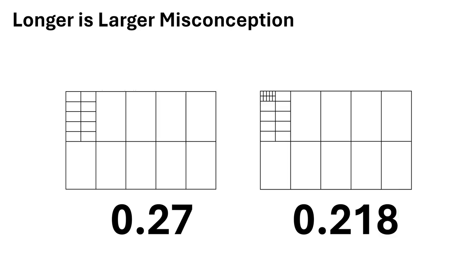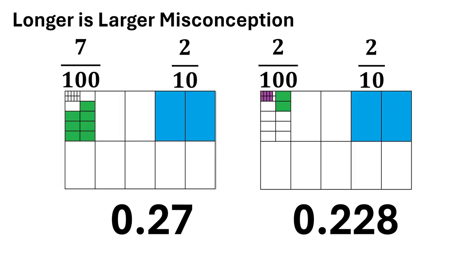So let's have a look at another two numbers. Let's look at 27 hundredths and 228 thousandths. Well, we have our decimals here. Let's have a look at our numbers. We can see the number on the left has 2/10 and 7 hundredths. And then on the right, we can see we have 2/10, 2 hundredths, and 8 thousandths.